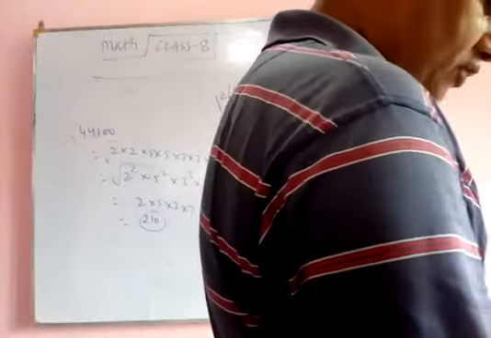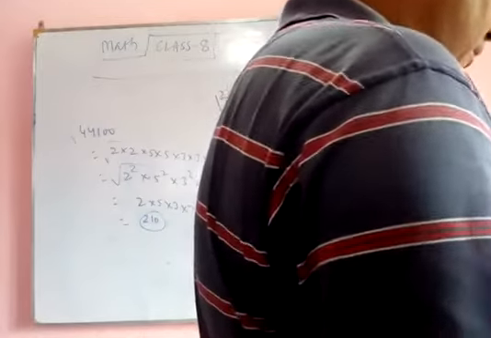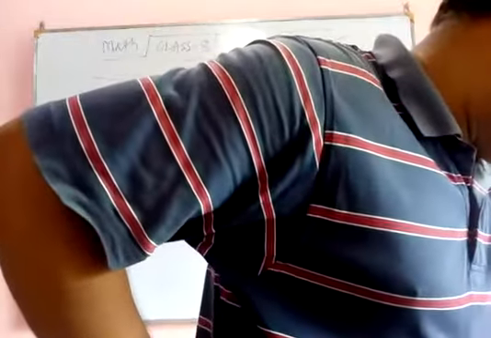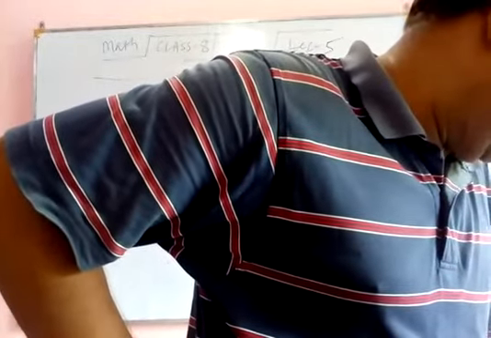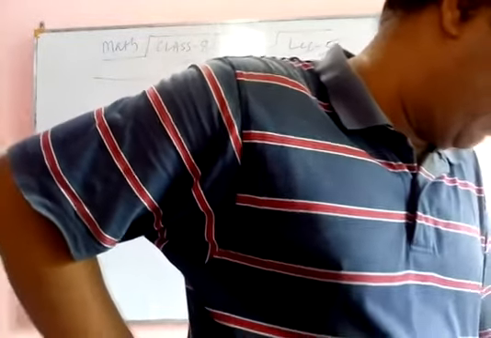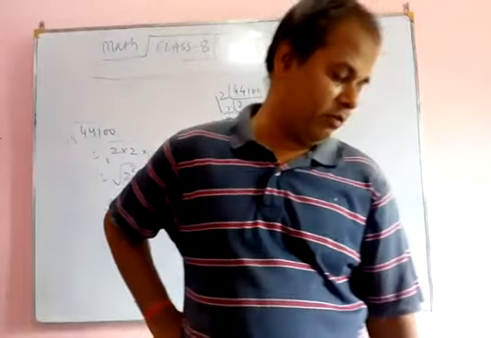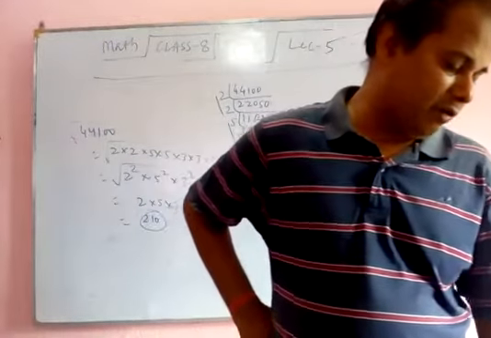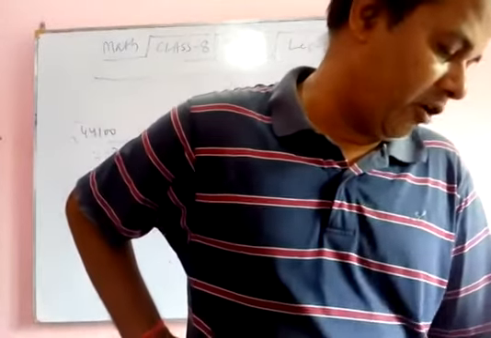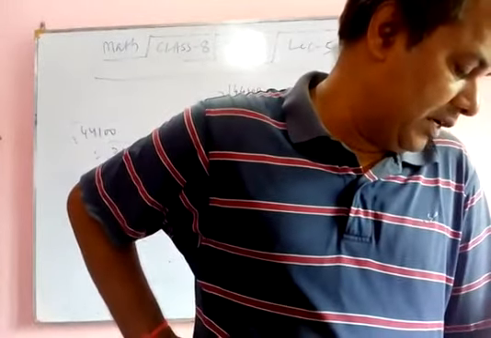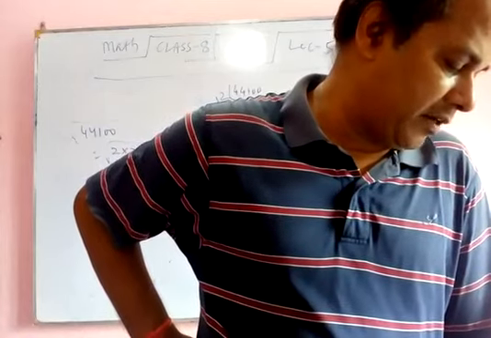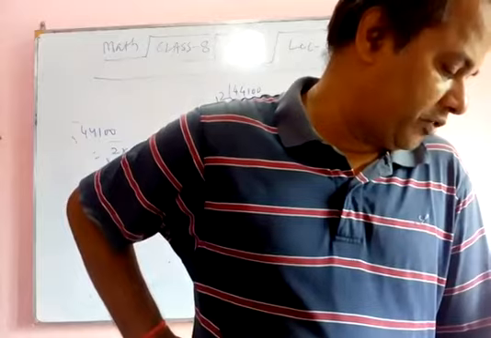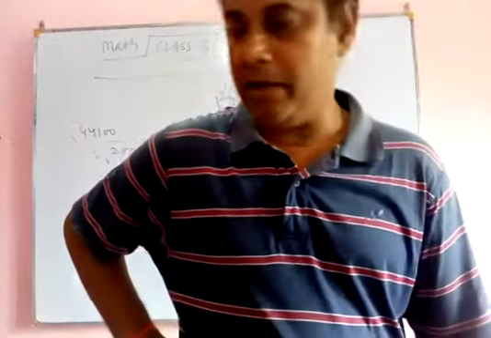Procedure for finding the square roots by the prime factorization method. Step 1. Write the prime factors of the given number. Step 2. Make the pairs of equal factors obtained in step number 1. Step number 3. To find the square root, write one factor corresponding to each pair obtained in step number 2. Step number 4. Multiply the factors obtained in step number 3. So this is the procedure for finding the square roots by the prime factorization method.